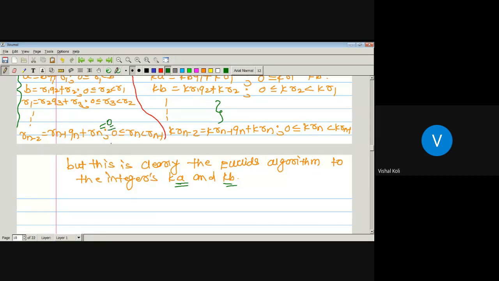Whenever rn will be equal to 0, then what is the gcd of the two integers a and b? Whenever rn will be equal to 0 in Euclid's algorithm, what is the gcd of a and b?